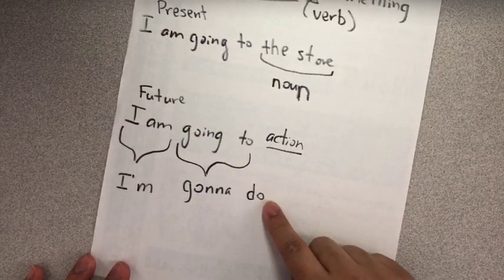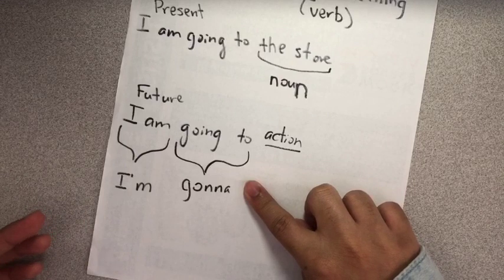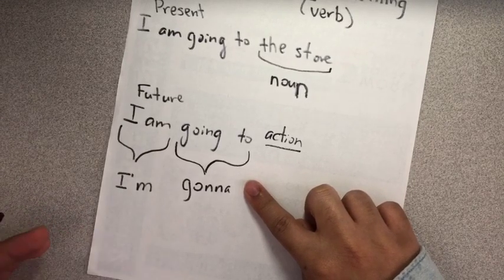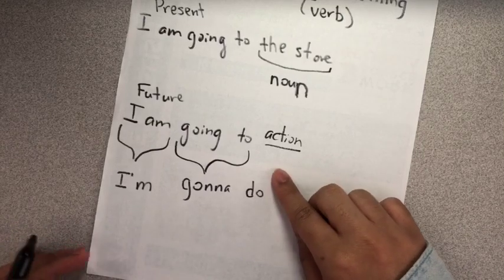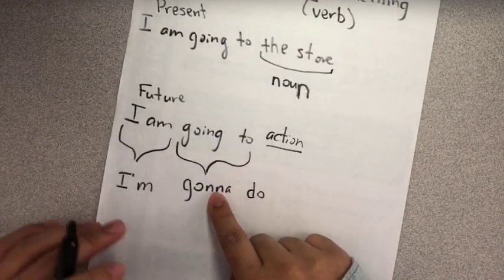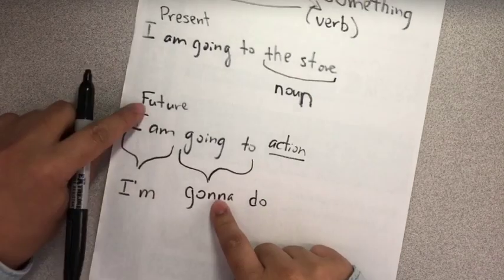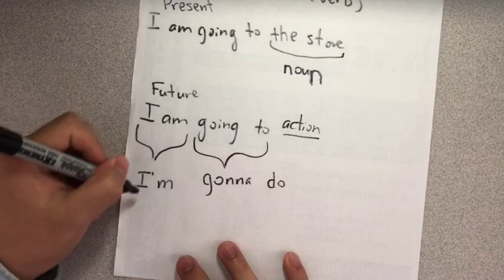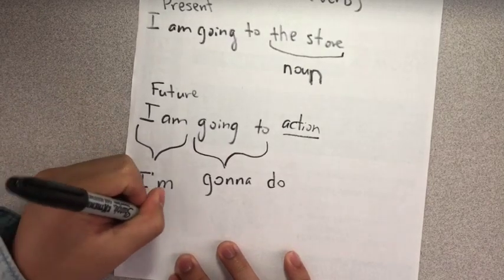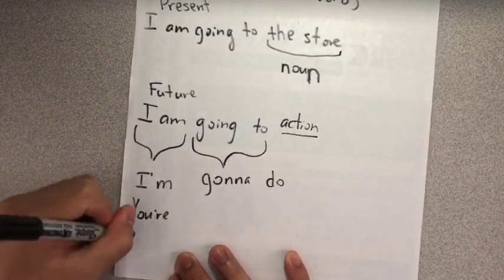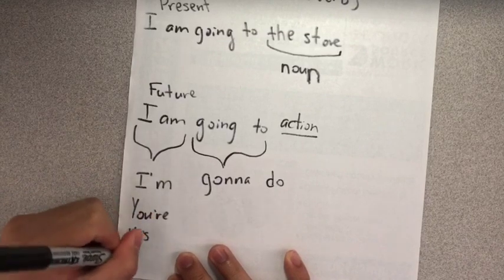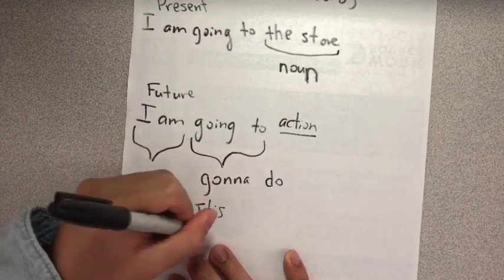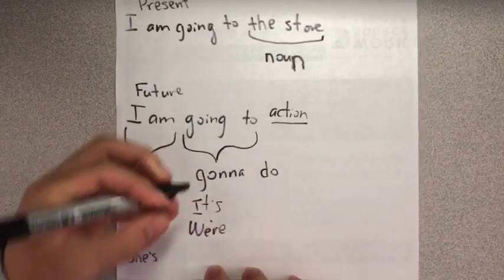So I'm gonna do. I'm gonna study. I'm gonna sleep. I'm gonna exercise. I'm gonna do the dishes. I'm gonna do. We only use gonna for future and for actions. So we can also say you're gonna, he's gonna, she's gonna, it's gonna, we're gonna, and they're gonna.